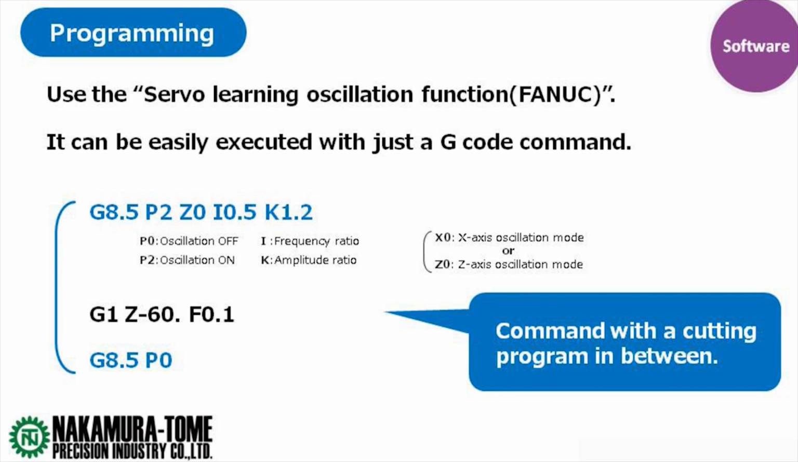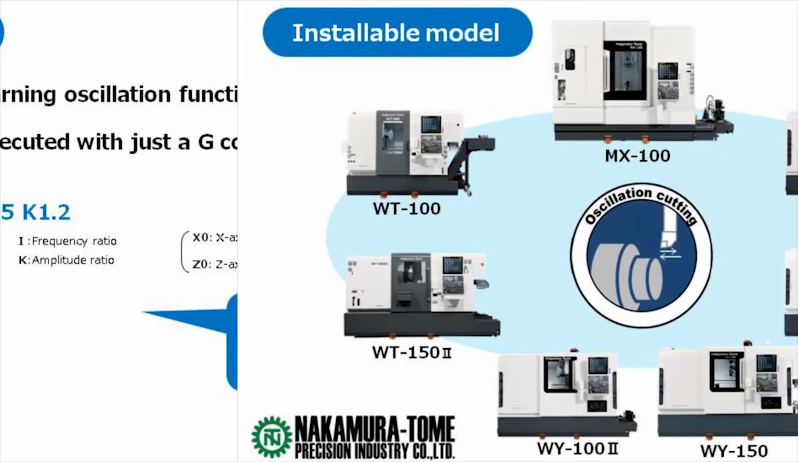These codes are inserted before the command for the machining operation that requires oscillation cutting. Please don't forget to enter the cancel command of G8.5 P0 after the oscillation cutting is finished.